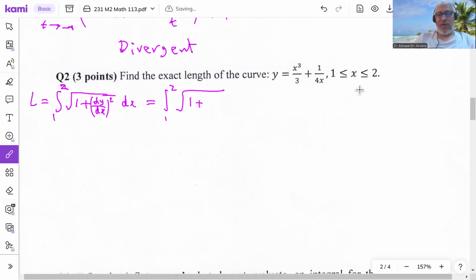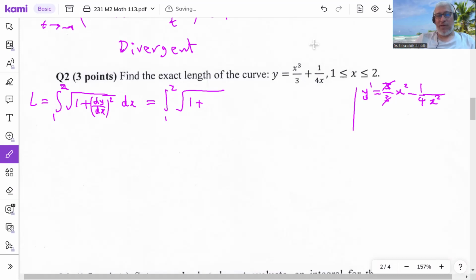Well, what is y prime? Let us find y prime here, the derivative, which is dy over dx. Well, I have 1 over 3, that's a constant, and the derivative of x cubed is 3x squared. So in fact, I'll have just x squared. And for this one, I have 1 over 4, that's a constant, and the derivative of 1 over x is negative 1 over x squared. That's important.